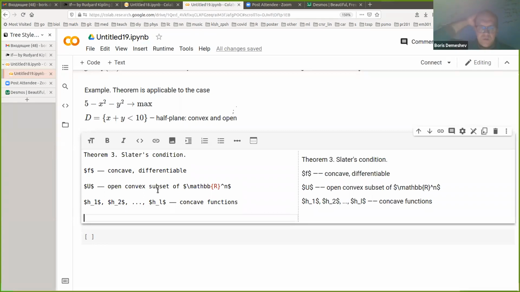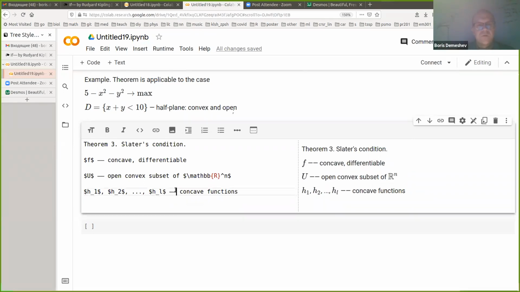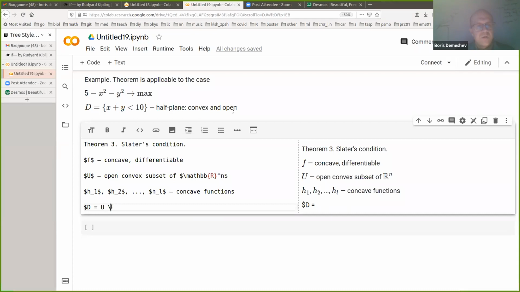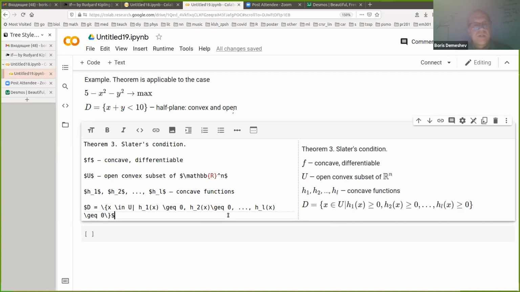Concave functions. What else do I need? I have specified U. My D is the intersection with all points X such that H1 of X is greater than 0, H2 of X is greater than 0, HL of X is greater than 0, and X belongs to U. Okay, this is my set D.